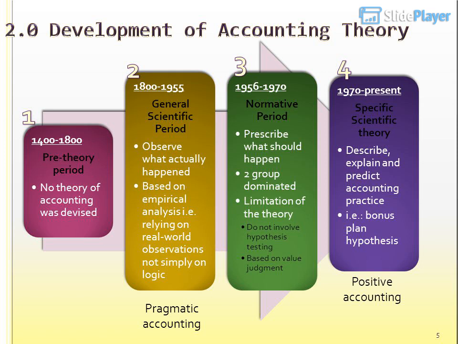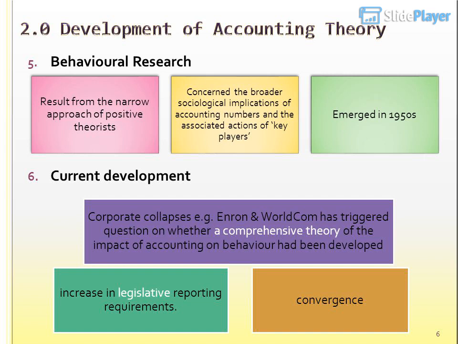1970 to present, specific scientific theory: describe, explain and predict accounting practice, for example the bonus plan hypothesis. Positive accounting. Pragmatic accounting. 2.0 Development of accounting theory.